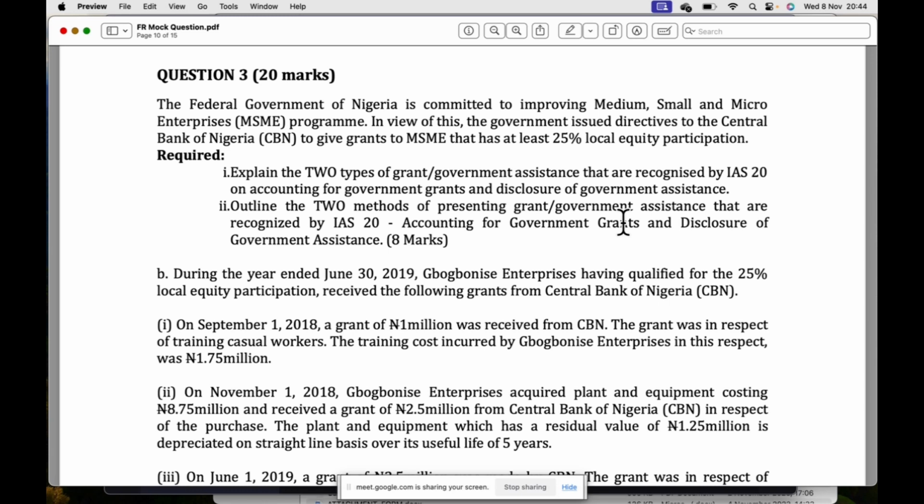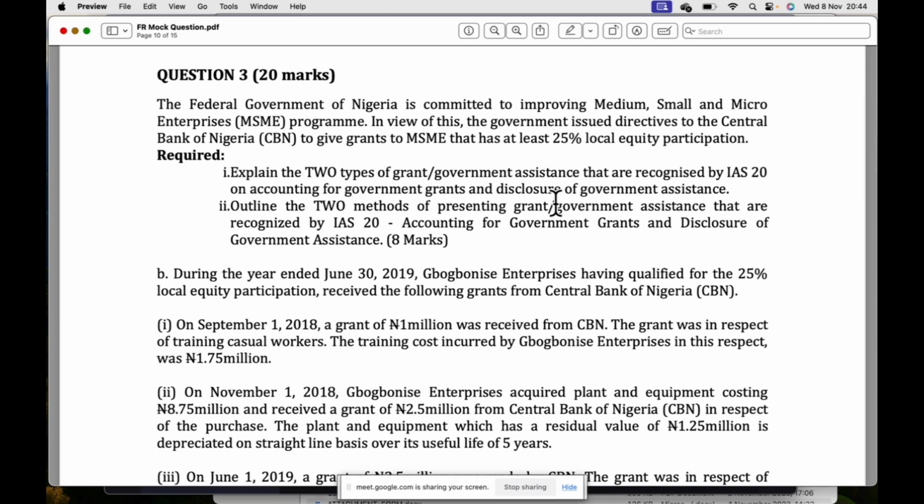So now, if you work with a company and the government gives that company a grant, they give them money, then that's a grant. But if government gives them something that is not monetary, then that one is not a grant. That one we will call generally government assistance.